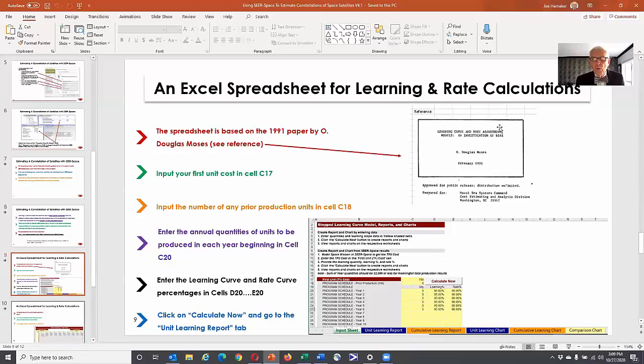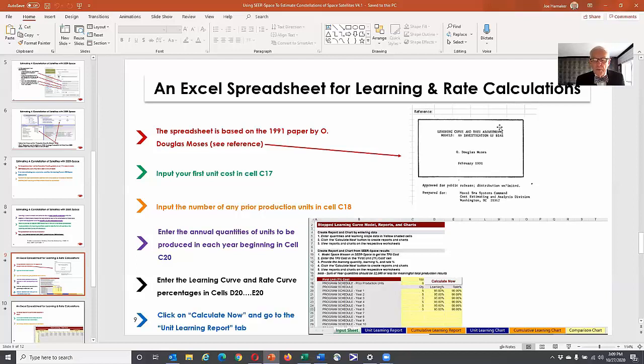First, at the top right-hand corner, this spreadsheet is based on a paper that's pretty old, about 30 years old. The spreadsheet is based on a 1991 paper by O. Douglas Moses, but I can assure you the math hasn't changed in the 30 years, so the math is still the same. But if you want to Google the title of that paper there, it'll come right up and you can see the equations and read about the technique yourself.